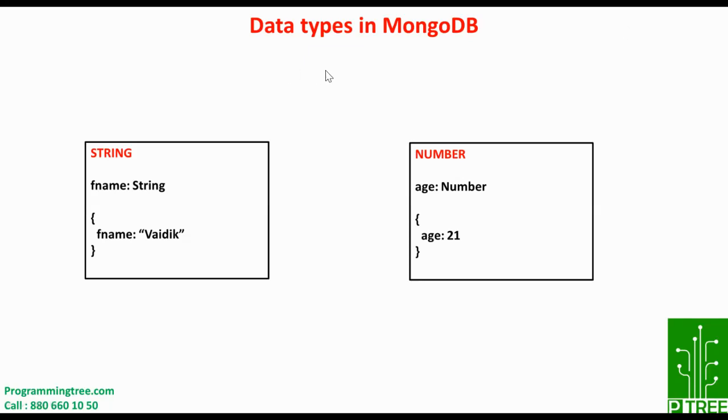Now let's start with the understanding of data types available in MongoDB. First, we have the string data type. For example, if I want to create a document with the fname, fname is of type string. While inserting the data using db.collectionName.insert, I need to insert the string data like fname, and after the colon you need to provide the double quotes.